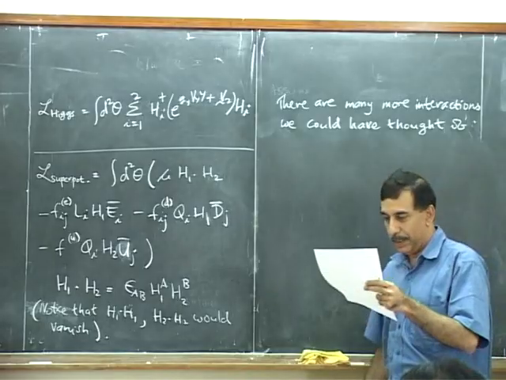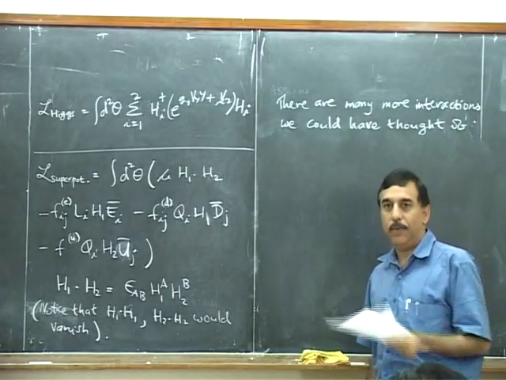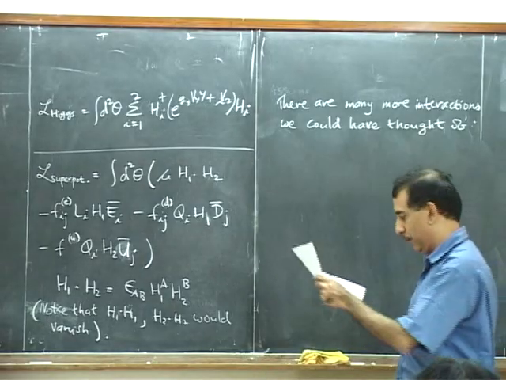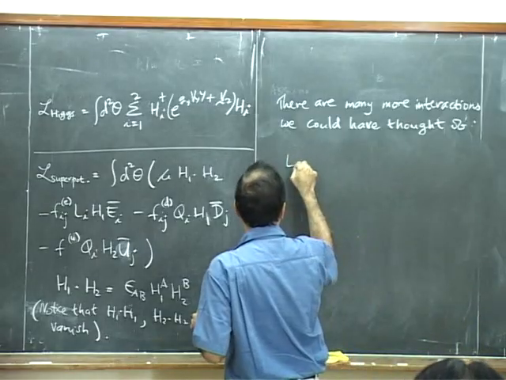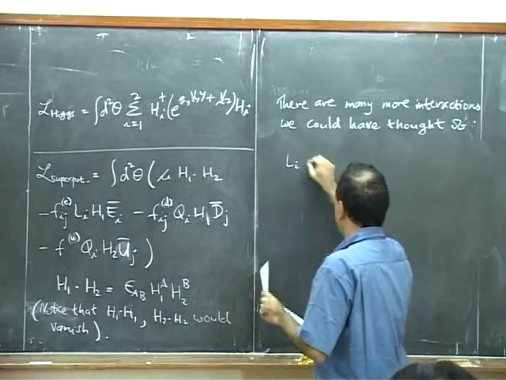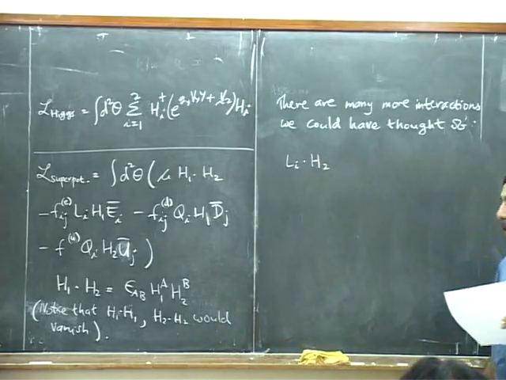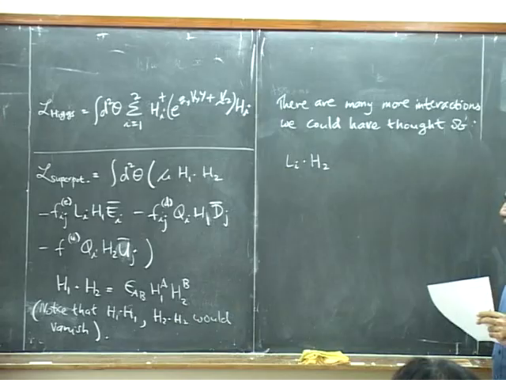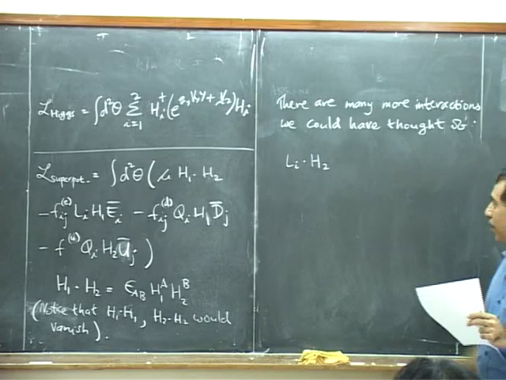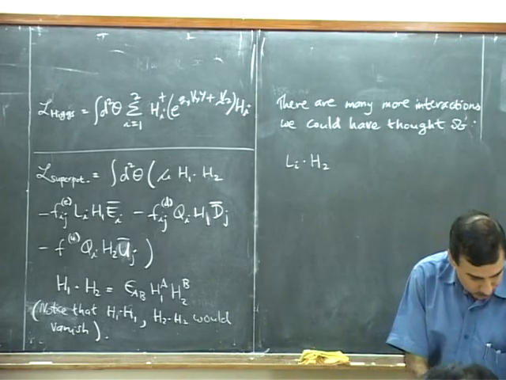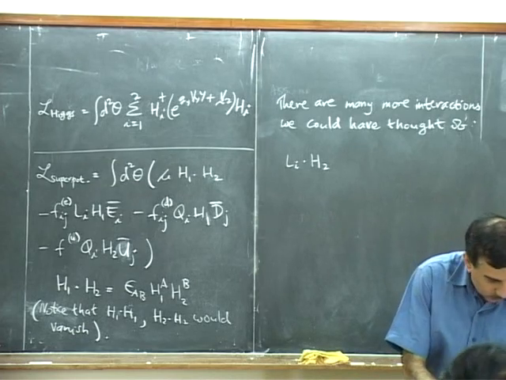Interactions we could have thought of, and let me write a few which are consistent with all the known symmetries of this system so far. So here is one. We take a lepton and we dot it with H2. Hopefully, if I go back to my notes, I'll find that the hypercharge of this lepton doublet is -1. That makes sense.